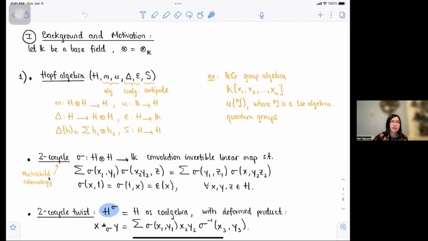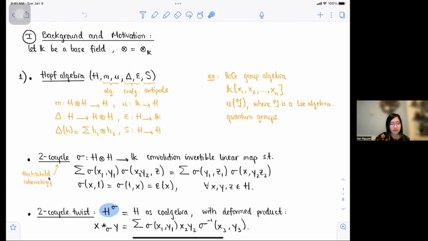So the first kind of deformation I'm talking about is the two-cocycle twist, and this is done on a Hopf algebra. Let's recall that H is a Hopf algebra if it has an algebra structure, so it has a multiplication and a unit map, and it also has a coalgebra structure. These two structures are compatible, which makes it a bialgebra. And to make it a Hopf algebra, we have the existence of an antipode map S.